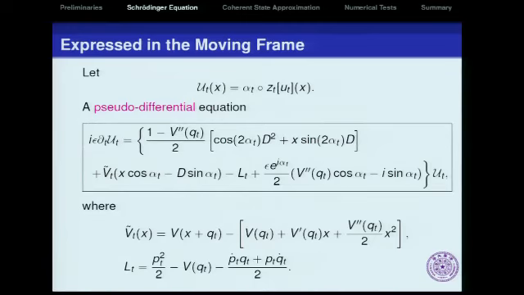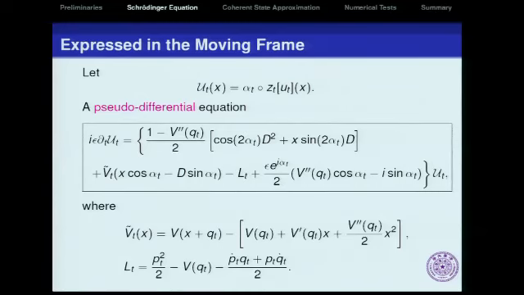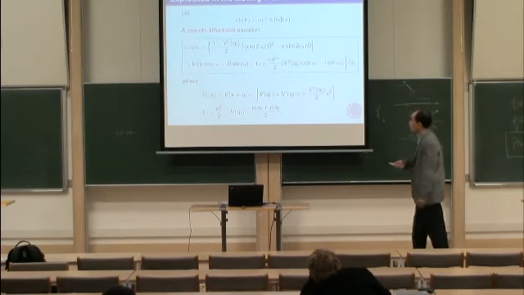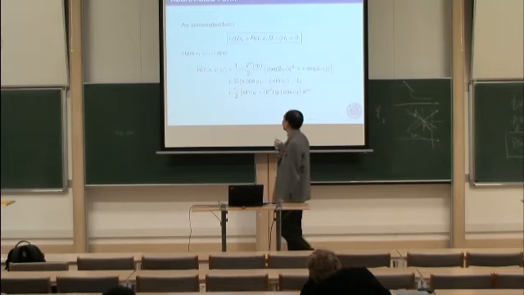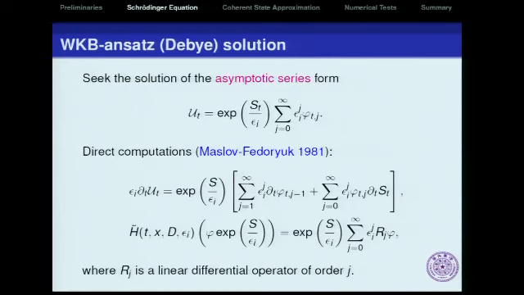Here I introduce some auxiliary functions. The V tilde is just the residual of the local quadratic approximation of the potential. And here L_t, if you didn't see this part, is just the Lagrangian associated with the Hamiltonian flow. So this is the equation. Now I can write it into an abbreviated form like this, and here this is the symbol of this function. And now I want to seek the WKB asymptotic solution.